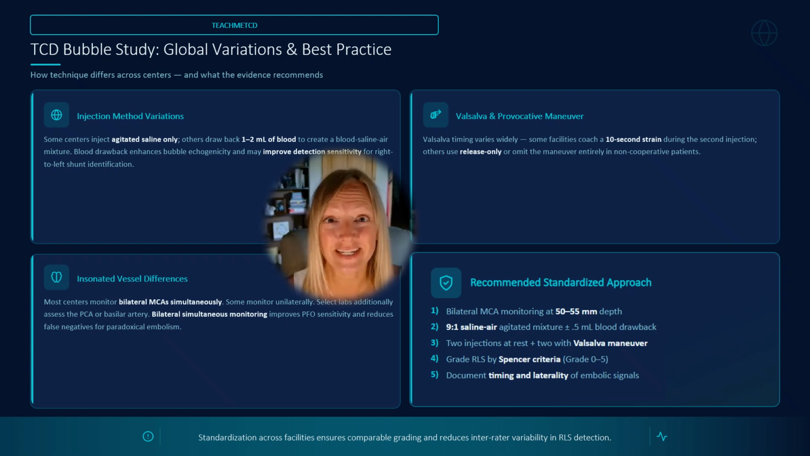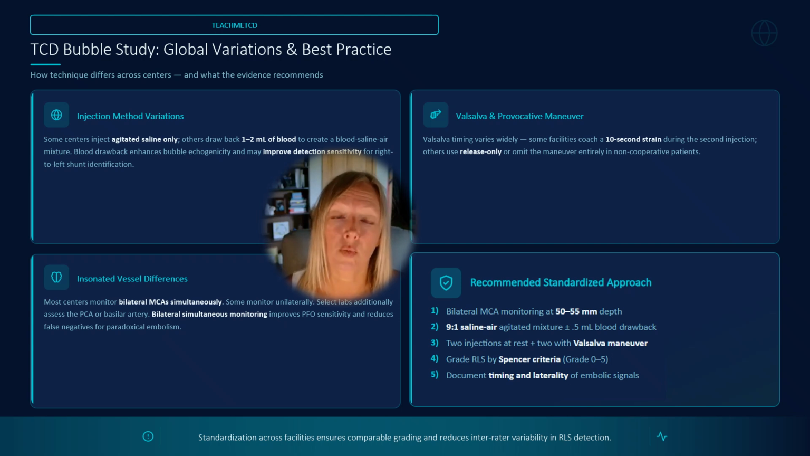Around the world in TCD news, what does your facility perform when you perform your TCD bubble studies? Do you include blood drawback? Do you insonate the basilar artery or extracranial ICA when there are no temporal windows? Do you still push the agitated saline with the probes in place over the temporal windows when there are no temporal windows? There are many variations.